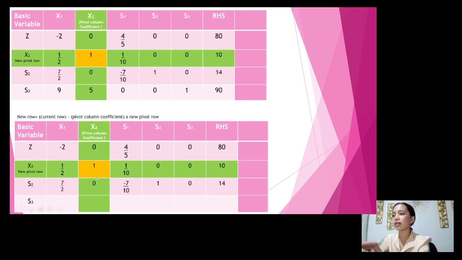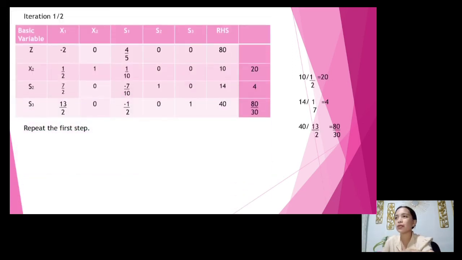Next, we will get the value of s sub 3. We will be doing again the same process. So 9 minus 5 times 1 half is 13 over 2. Then 0, then 0 minus 5 times 1 over 10 is negative 1 over 2. Then 0, then 1 minus 5 times 0 is 1. Then 90 minus 5 times 10 is 40.